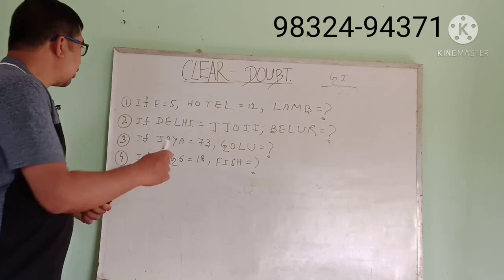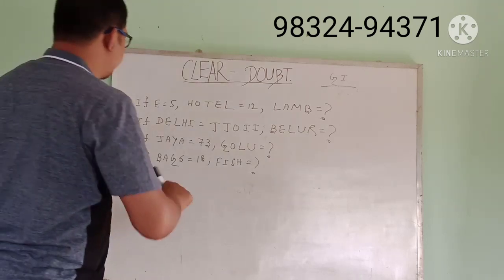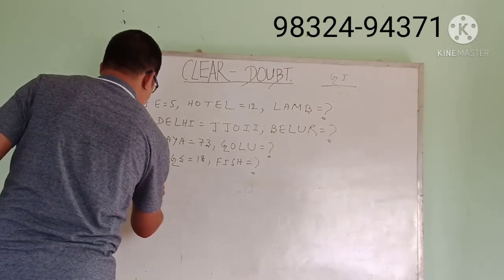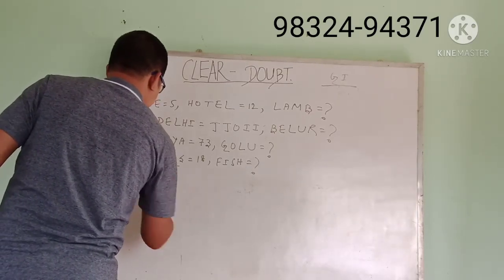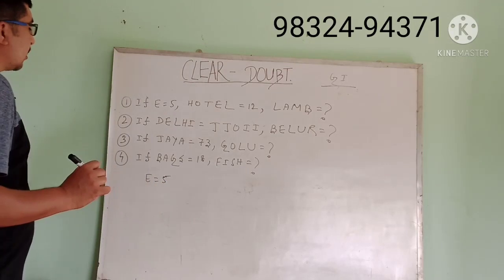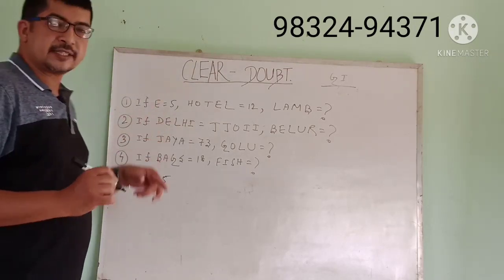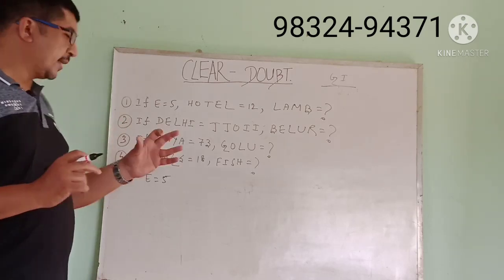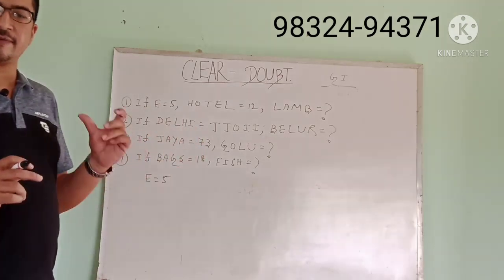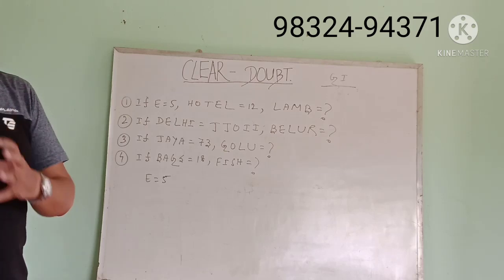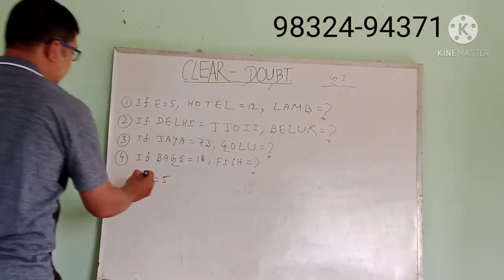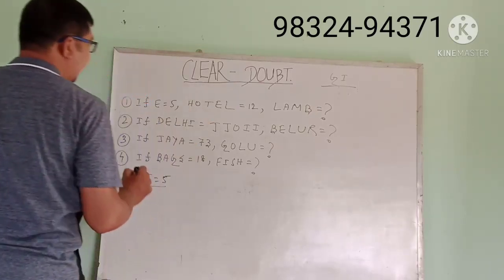First is: if E equals 5 and total equals 12. First I solve the maths. The condition is E equals 5. E equals 5 means what? This is called the forward place value. From A to Z there are a total of 26 letters. So A is 1, B is 2, C is 3, D is 4, E is 5. This is called the forward place value. So E equal to 5 means this condition is in the forward place value.